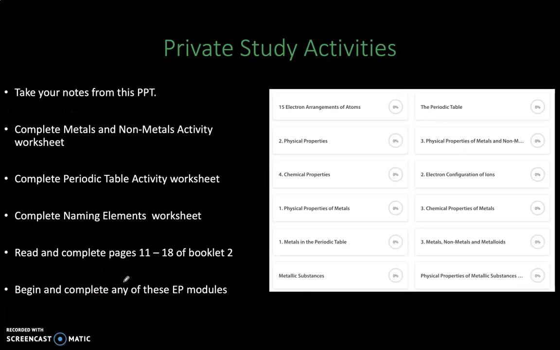Okay, from here you can move on to some private study, and there's a number of activities to do. First of all, definitely take some study notes from this PowerPoint. I've got 3 worksheets within our Teams folder. I'd like you to also read and complete pages 11 to 18 of booklet 2. Some of it is just some theory to read, and some of it is some practice questions, but just work your way through progressively through pages 11 to 18. And you can begin and complete any of these Education Perfect modules which are relevant to you.